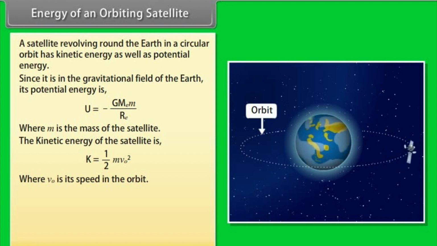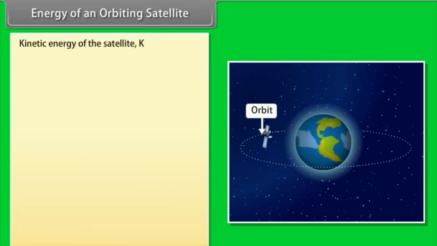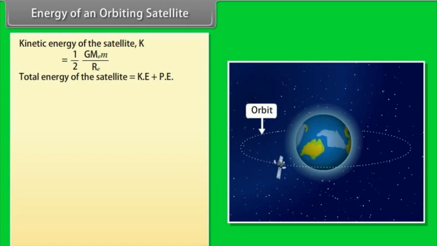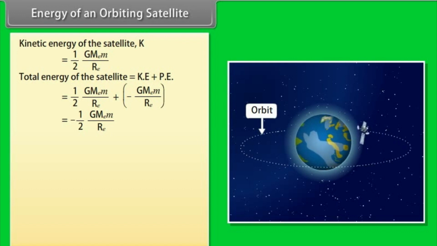The kinetic energy of the satellite is K equals half m v naught square, where v naught is its speed in the orbit. The necessary centripetal force for the circular motion is provided by the gravitational attraction. Total energy of the satellite is equal to kinetic energy plus potential energy. On calculating, we get total energy is equal to minus 1 by 2 G M_E m divided by R_E.